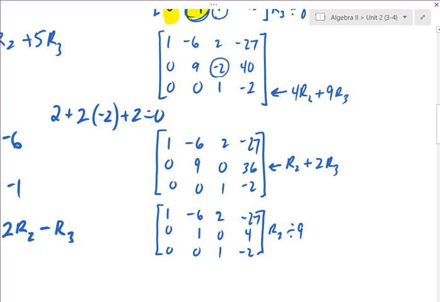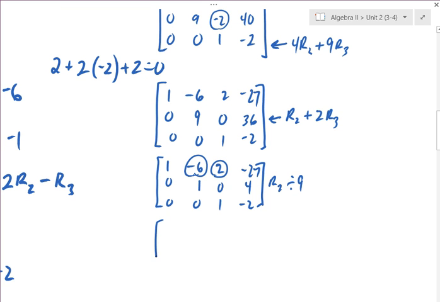Okay, now we have one more step to convert these into zeros. Remember, we can do that in one step by using all 3 equations. Because of the ones that we have here, I can take row 1 and add 6 row 2 and subtract 2 row 3. So that's going to give me 1, 0, 0.